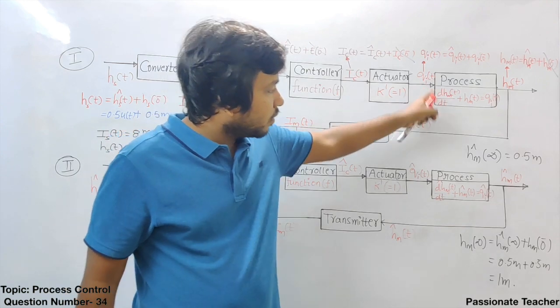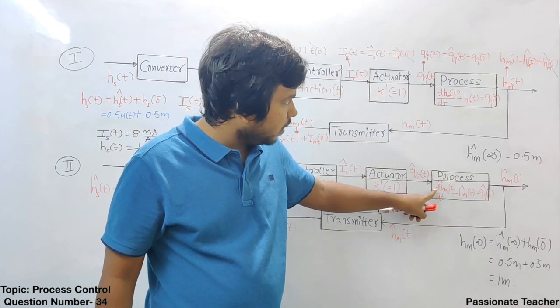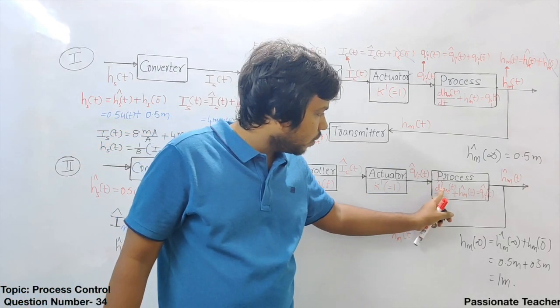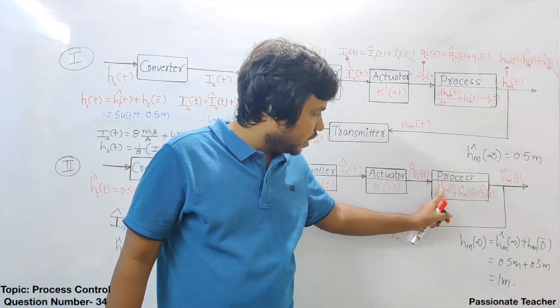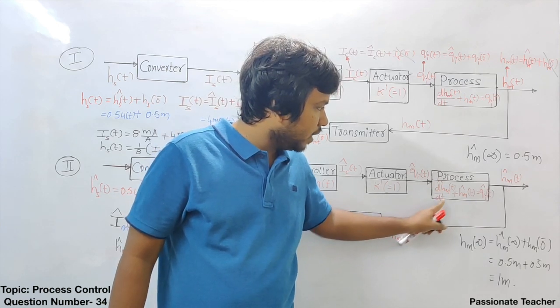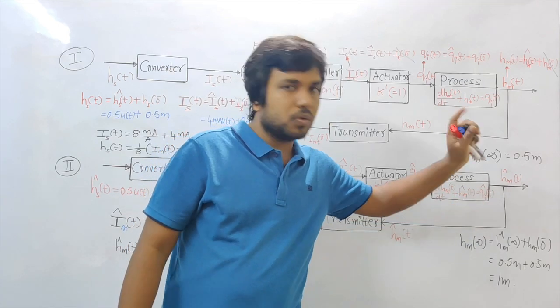But if you look at the process variable here, how we have changed it here. As we are using only deviations here, it is your responsibility to write this as a deviation, because it is a linear control system, right? So dHm cap of t by dt plus hm cap of t equals qi of t.